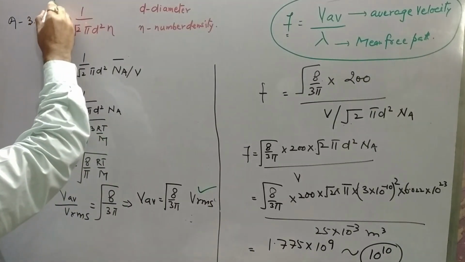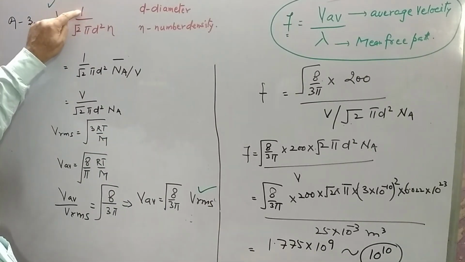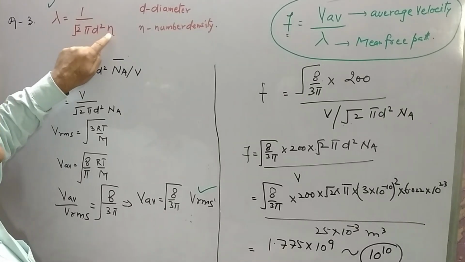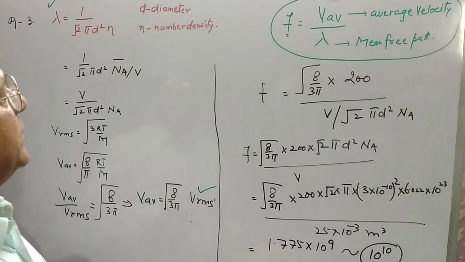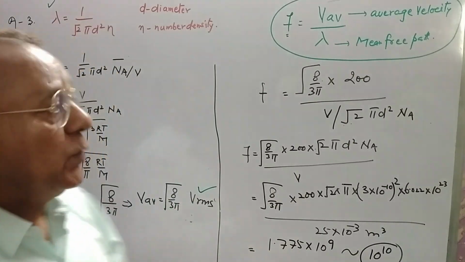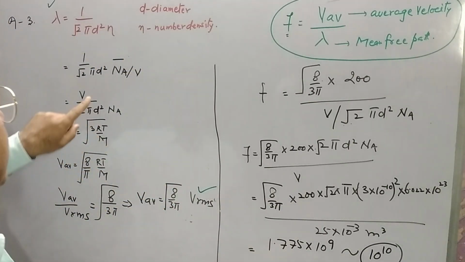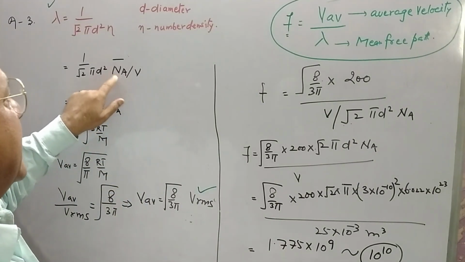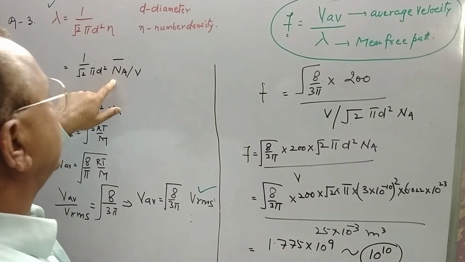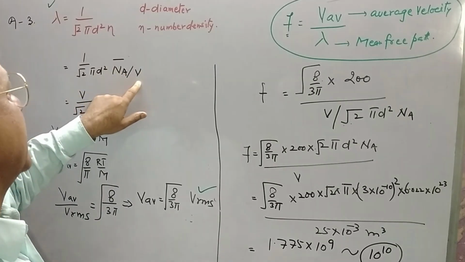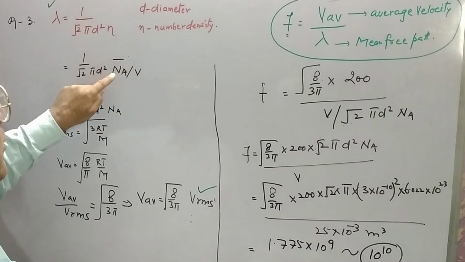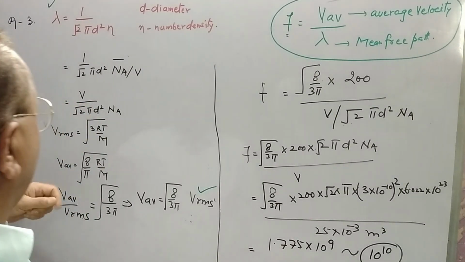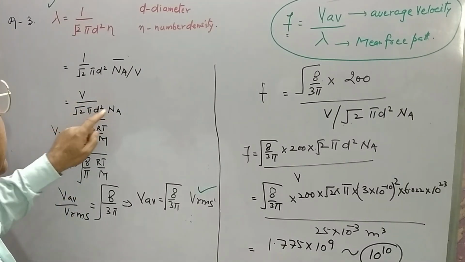Now lambda, the mean free path, is equal to 1 upon root 2 pi d square n. What is this n? This n is the number density. And depending upon the data given to you, you find different formulae for this. In the given case, you have been given 1 mole of gas, that is the number of molecules is Avogadro number, and volume is given to you. Therefore, number density is equal to Na by V. V comes in the numerator, V divided by root 2 pi d square Na.